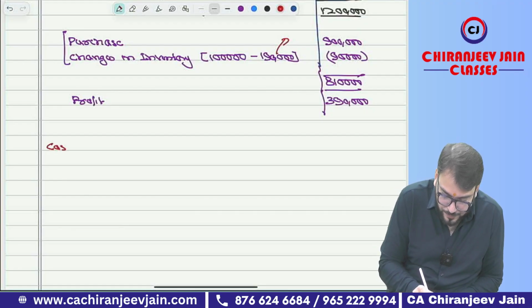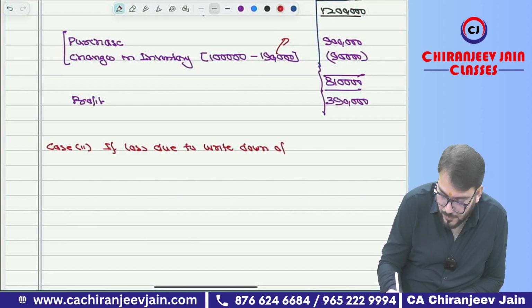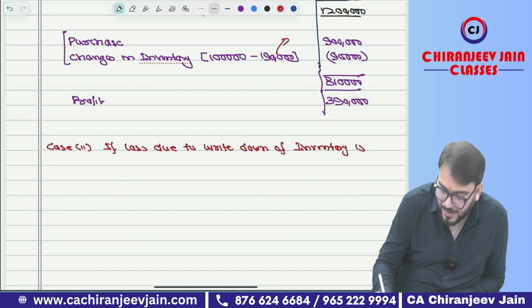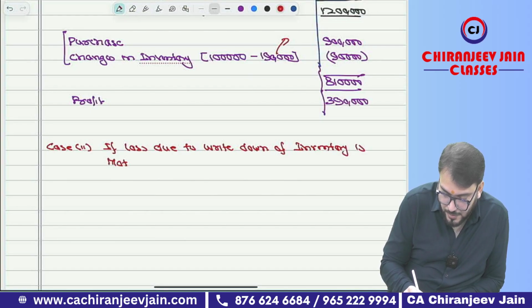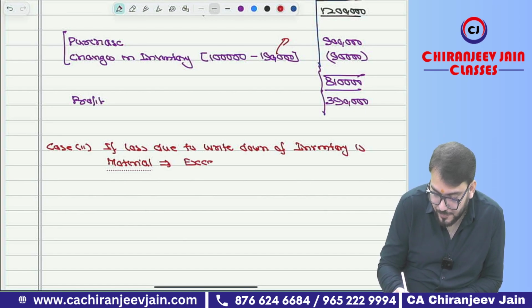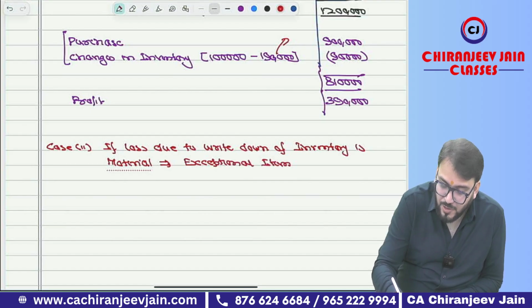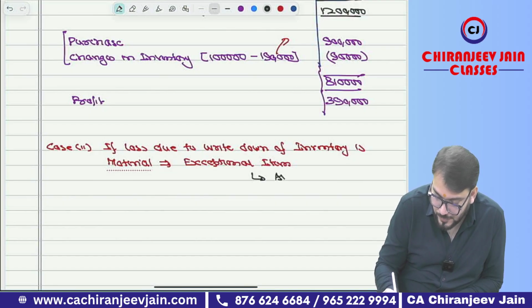So case number 2: if loss due to write down of inventory is material. Now, such loss is actually known as an exceptional item. And this we will discuss in AS 5 coming soon.